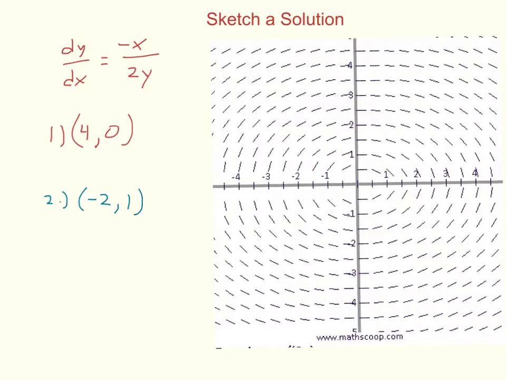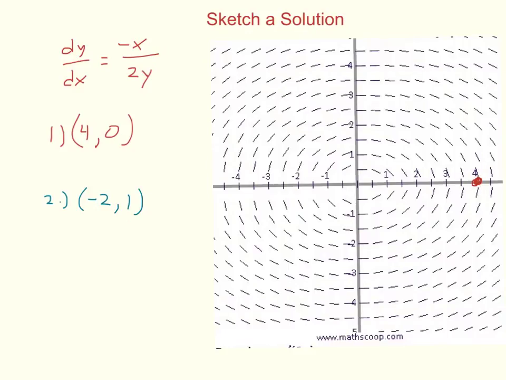The next thing we're going to be looking at is once you have a slope field, and a lot of times they'll give you a slope field, how do you go through and determine how to draw this particular solution? Well, in this case, they're going to give you an initial condition. So on the first one I'm going to do (4, 0). That gives me the point right here. (4, 0) is right there.